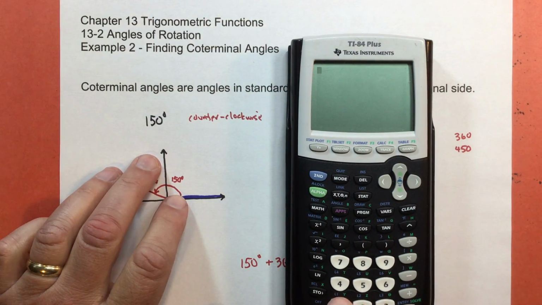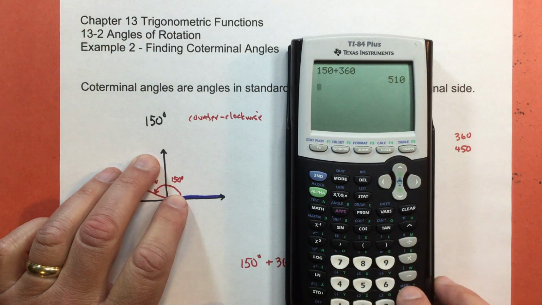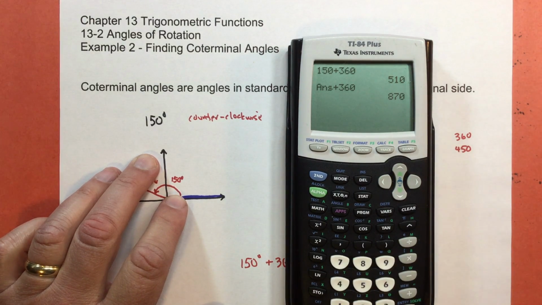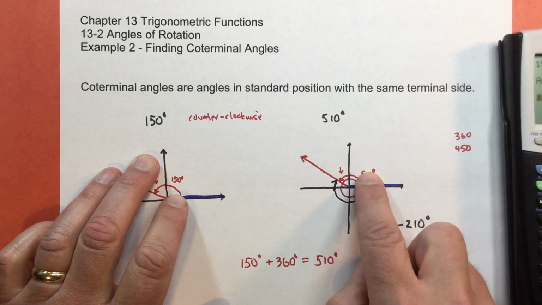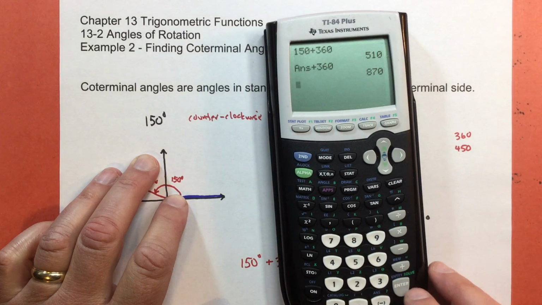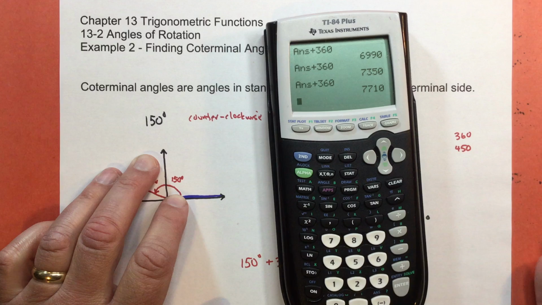So just grab a calculator. I got 150 plus 360, a complete turn of 360 degrees. That puts me at 510. If I add 360 again, an angle of rotation of 870 degrees is going to go around twice and then end up there. And I can keep adding 360 for a long time. As a matter of fact, I can do this until my batteries die. Or then I can just do it by hand. I can do it forever. So as long as I keep adding 360, I'm going to end up with a coterminal angle.